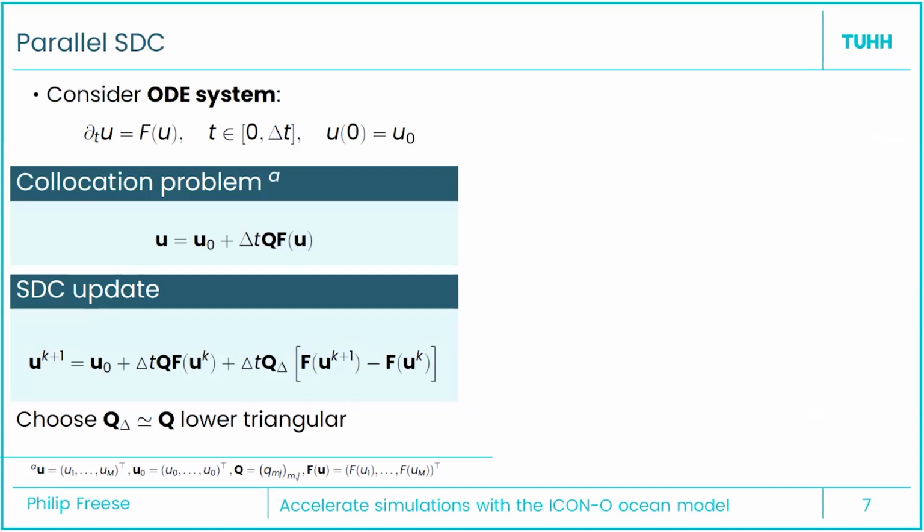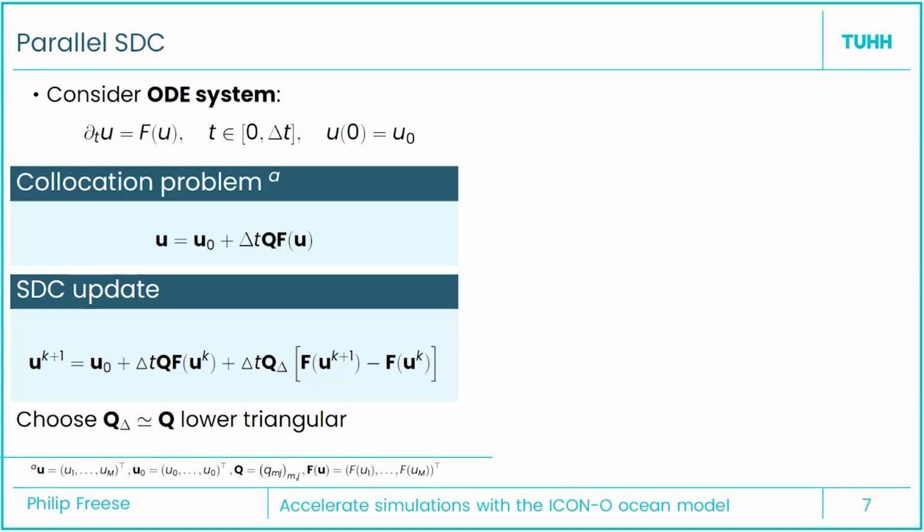Still, what we are doing is we start with some kind of generic ODE on the top left, where f is now something like a nonlinear function. I have at least the shallow water equation in mind. You want to solve this on some kind of time interval from 0 to delta t, and what you can do is to write this as a collocation problem. You could solve this, but it is horribly expensive because you have to invert this matrix Q, which you do not want to do.